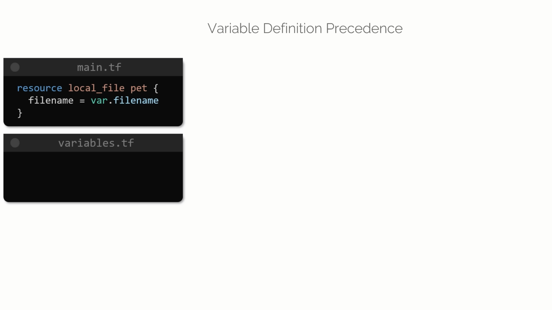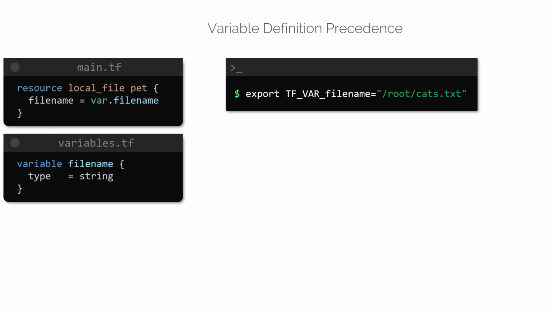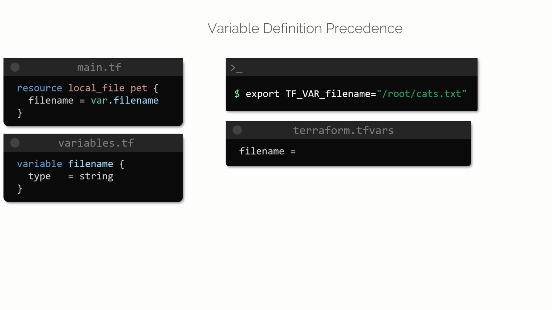In this case, we have a main configuration file with a single resource, a local file which will create a file at a path declared in a variable called filename. In the variables.tf file, we have not specified a default value for this variable. And we have assigned different values to this variable in multiple ways. We have exported the environment variable called tf_var_filename with the value of /root/cats.txt. The terraform.tfvar file has a value of /root/pets.txt for the same variable.